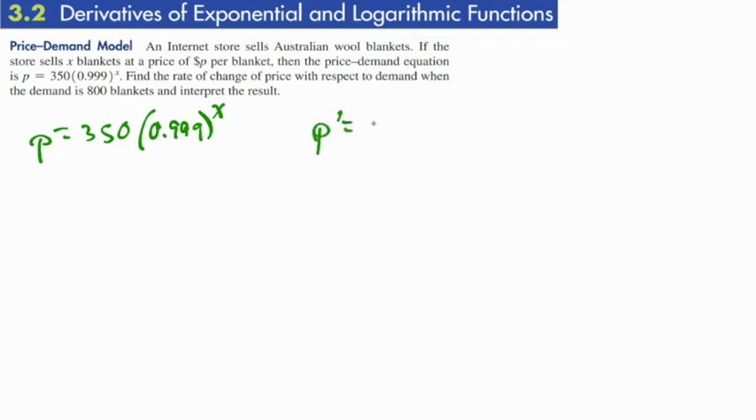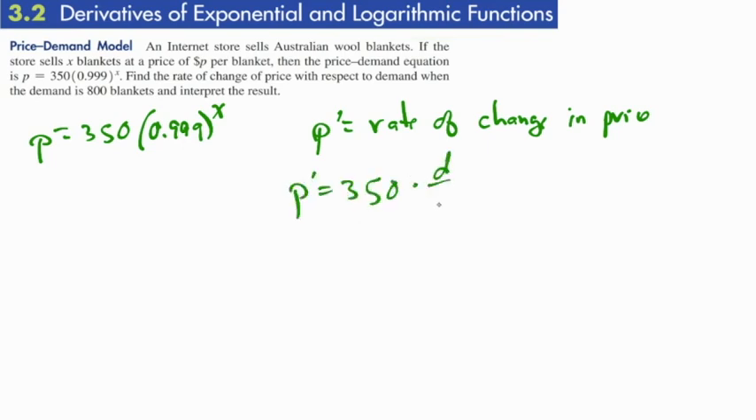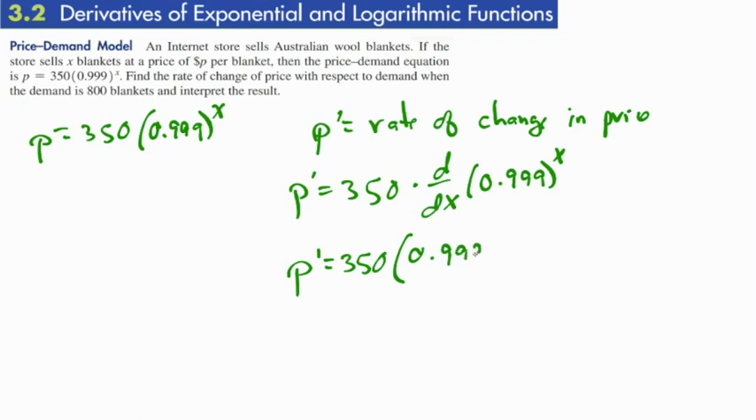So P prime equals rate of change in price. P prime is equal to 350 times d dx of 0.999 raised to the x. This is an exponential function that is not base e. So P prime is 350 times 0.999 to the x times ln of 0.999.